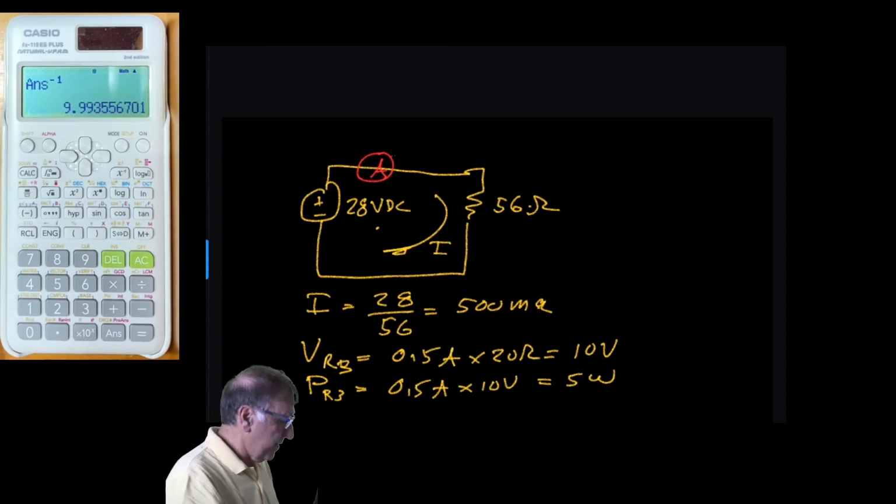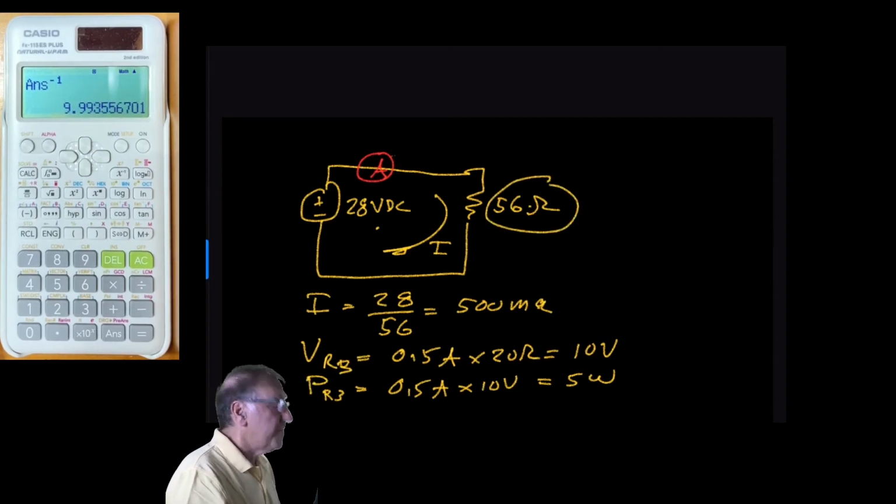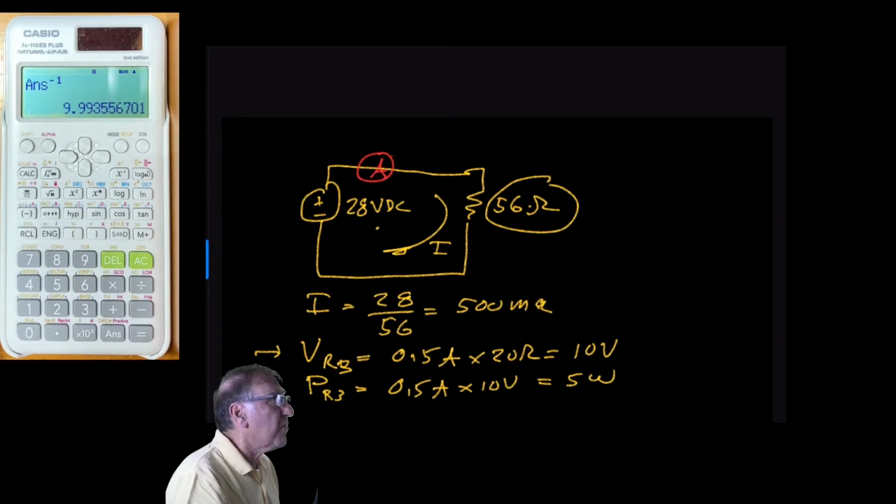Now we can redraw this circuit as a voltage source and a single 56 ohm resistor. So the current, if we wish to calculate that in the loop, would be 28 volts divided by 56 or 500 milliamps. If we want to calculate the voltage on R3, it would be simply 0.5 amps from here times 20 ohms is 10 volts.